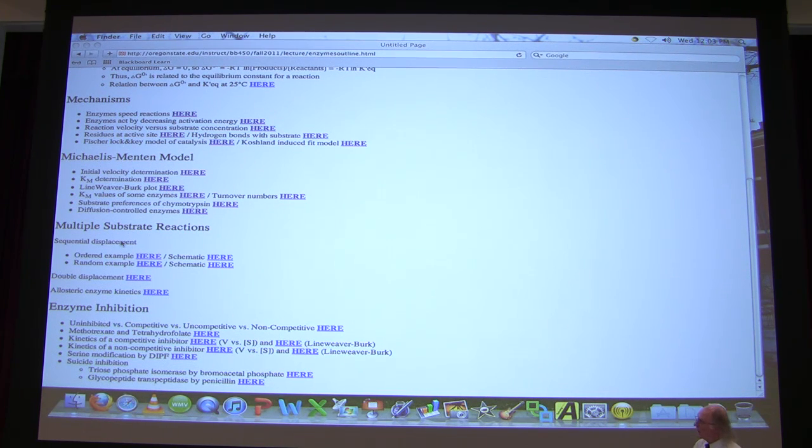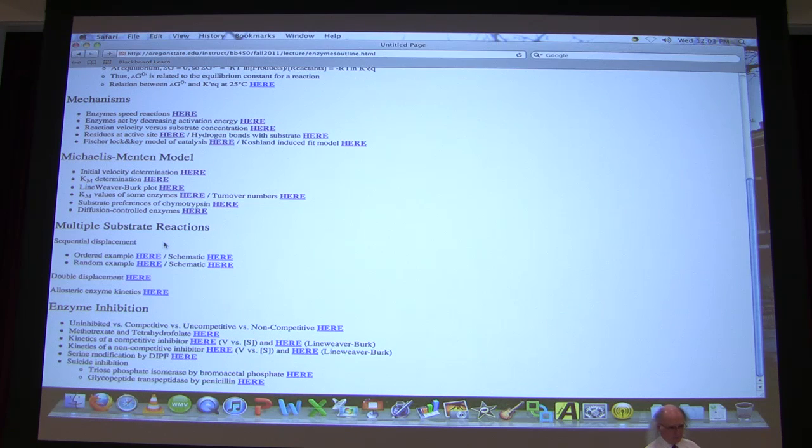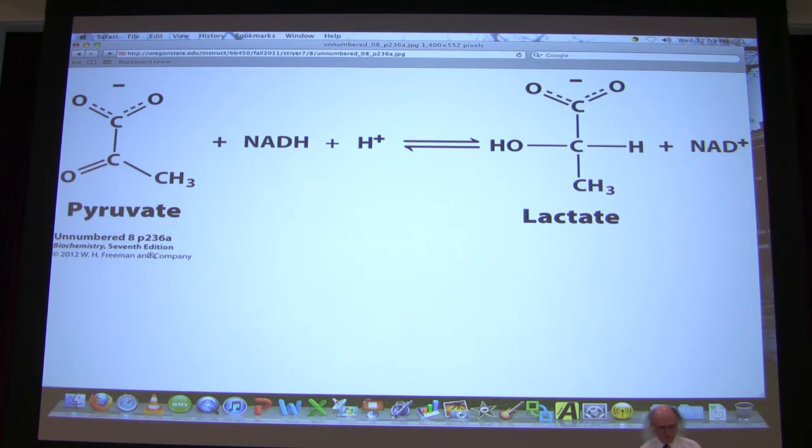The first of these is called sequential displacement. Sequential displacement is a mechanism that can really be divided into two categories: one in which the order of binding of the substrates matters, and the other in which the order doesn't matter. They're both called sequential displacement. So let's look at an example of an enzyme for which the order in which the substrates bind matters.